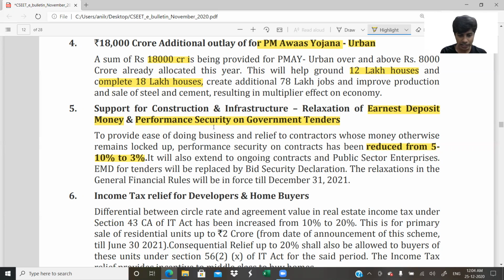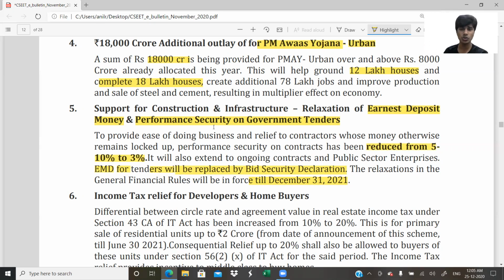They basically say that EMD, earnest money deposit, for tenders will be replaced with bid security declaration. I would just keep the money in my bank account. I would just say, okay, this is there. Security declaration, I would have to tell, saying that this money is for the bid. I need not deposit in the earnest money deposit account. You get that? So that's a small thing. And this will be in force till December. This is not forever. It will be the old one only.